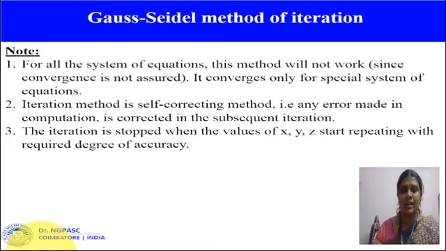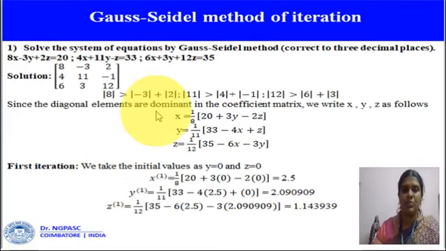Now we will see an example. So we have a system of equations here: 8x minus 3y plus 2z is equal to 20, 4x plus 11y minus z is equal to 33, 6x plus 3y plus 12z is equal to 35. Now consider only the coefficient matrix: 8, minus 3, 2; 4, 11, minus 1; 6, 3 and 12.